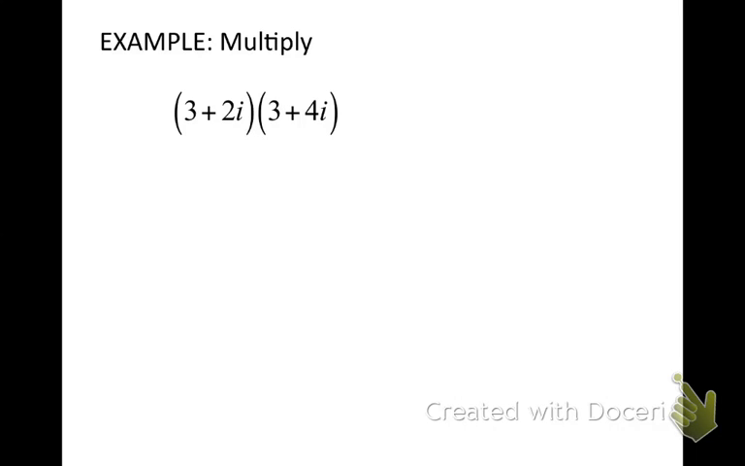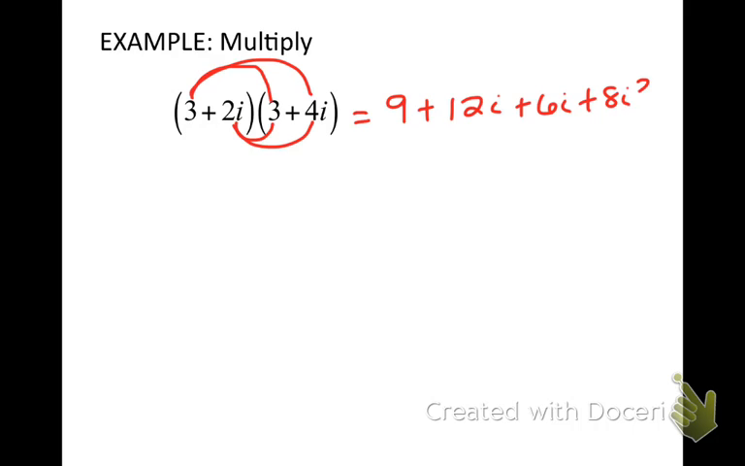So double distribution or FOIL, whatever you want to call it. First times the first gets me 9. 3 times the 4i gets me 12i. Now distribute the 2i everywhere. 2i times 3i is 6i. Now the last would be 8i squared.